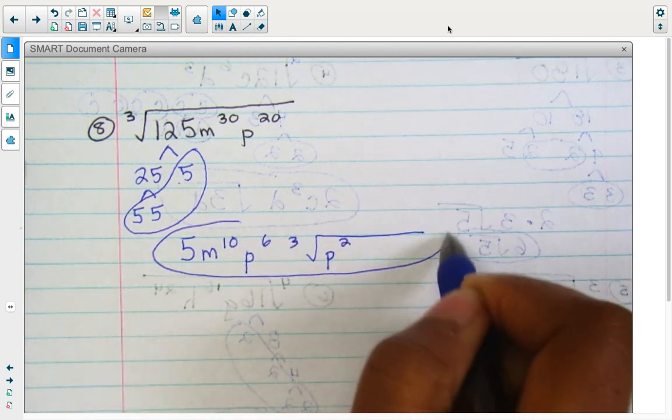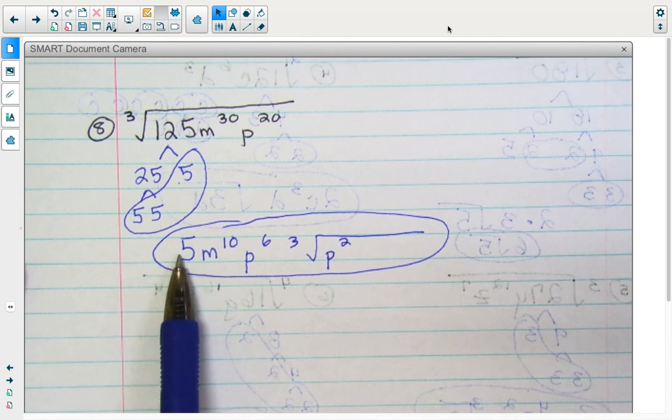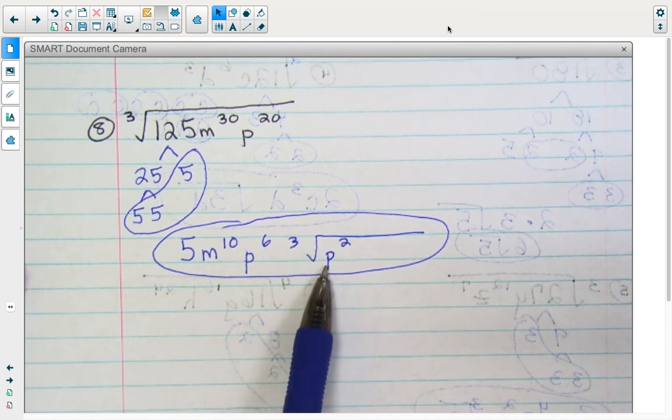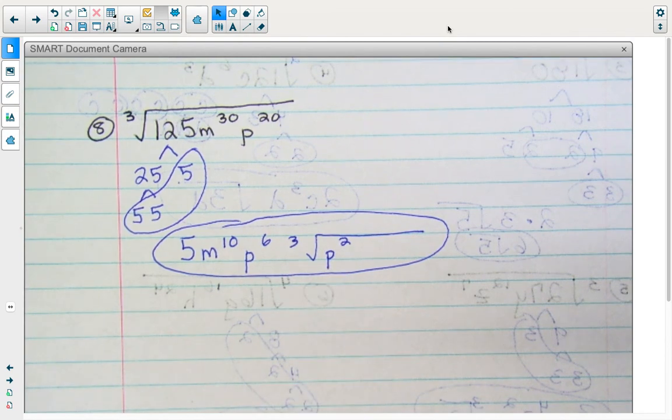So this is our final answer. 5M to the 10th, P to the 6th times the cube root of P squared. So that is our final answer.